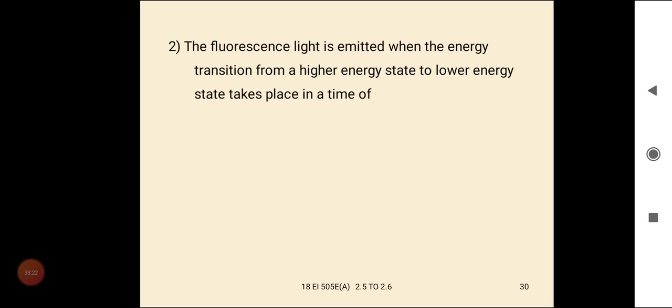Second quiz question. The fluorescent light is emitted when energy is transitioned from a higher energy state to a lower energy state, which takes place in a time of: A. 10 to the minus 6, B. 10 to the minus 8, C. 10 to the minus 12, D. 10 to the minus 14. The correct answer is B, 10 to the minus 8 seconds.